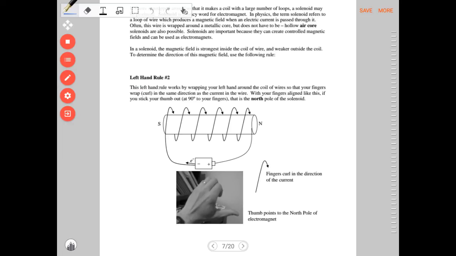This left-hand rule works by wrapping your left hand around the coil of wires so that your fingers wrap or curl in the same direction as the current in the wire. With your fingers aligned like this, if you stick your thumb out at 90 degrees, that's going to be the north pole of the solenoid.